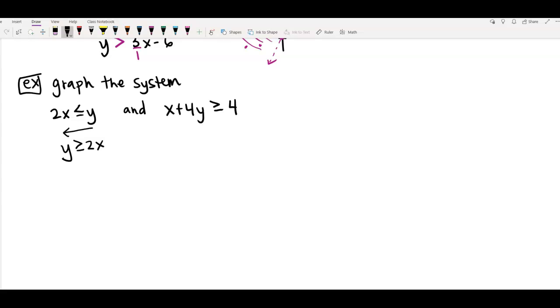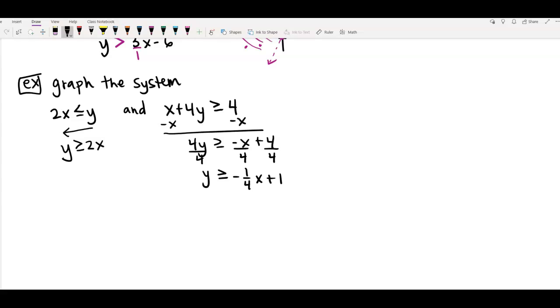And then here, let's solve this one for y also. So I'm going to subtract my x over. And then I'll divide everything by 4. So y is greater than or equal to negative 1/4 x plus 1. All right, what questions do you have on how I got to those inequalities, first of all?